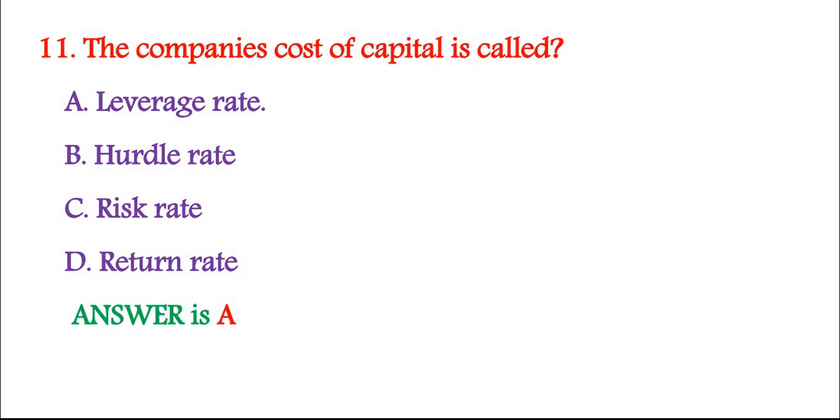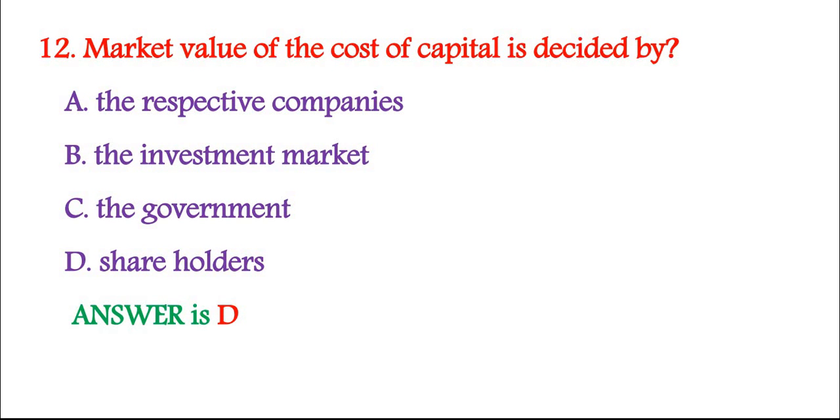11. The company's cost of capital is called: A. Leverage rate, B. Hurdle rate, C. Risk rate, D. Return rate. Answer is A. 12. Market value of the cost of capital is decided by: A. The respective companies, B. The investment market, C. The government, D. Shareholders. Answer is D.